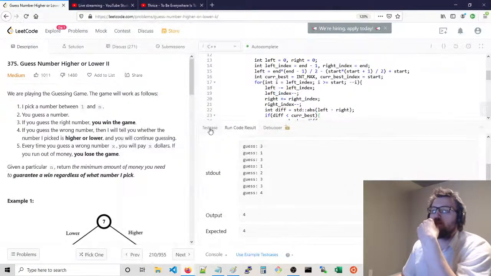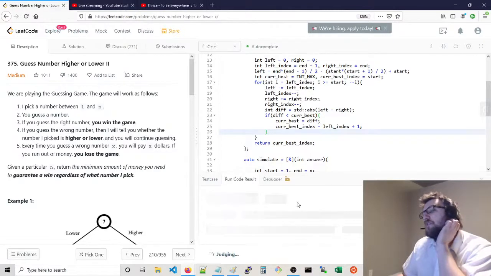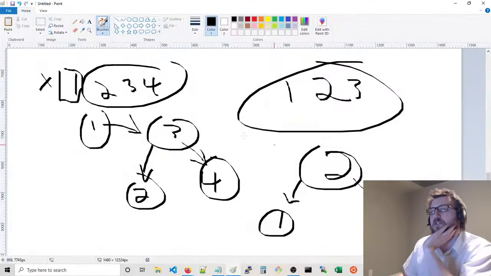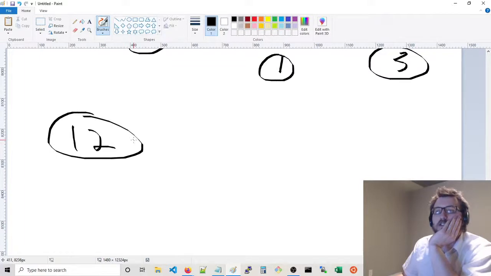That's a good question, actually. What does 1, 2, 3 get? I think it should be 2. And then finally, 1, 2 is also kind of a base case, I guess, which is just 1, 2. It should be 1.